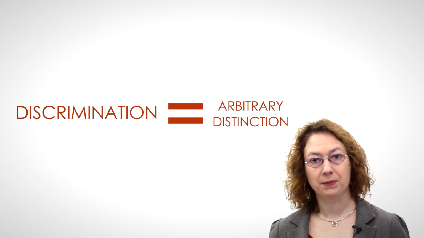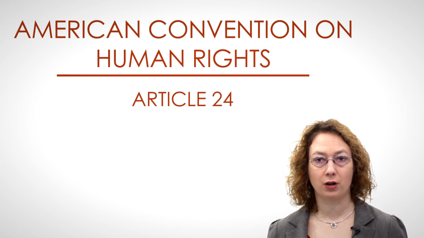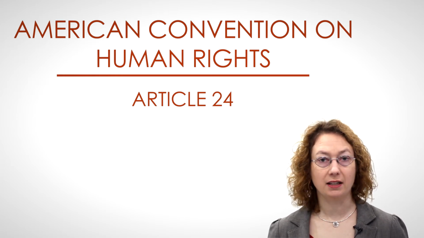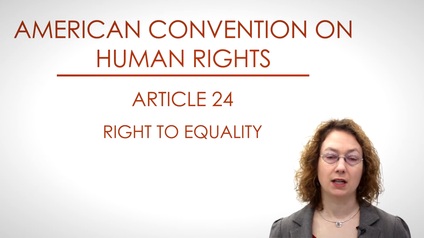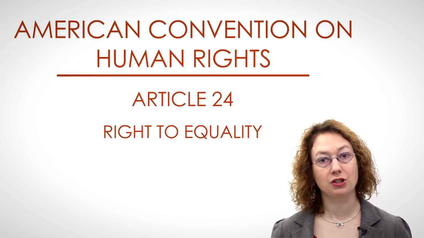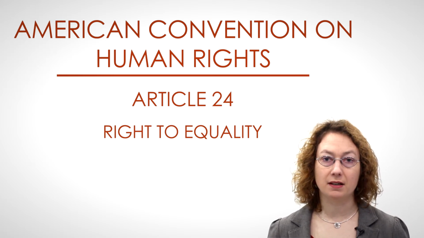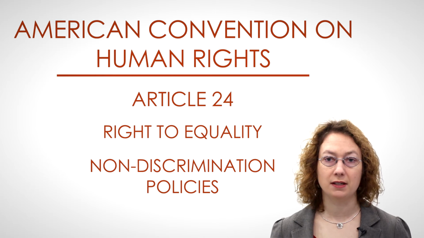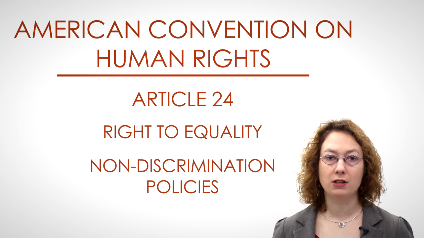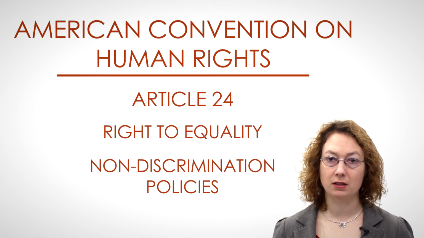Other treaties, like the American Convention on Human Rights in its Article 24, additionally contain a general right to equality, which also operates in relation to rights or situations that are not enshrined in the treaty. This means that states have the obligation to implement non-discrimination policies with regard to all situations, even if no international human right is at stake.